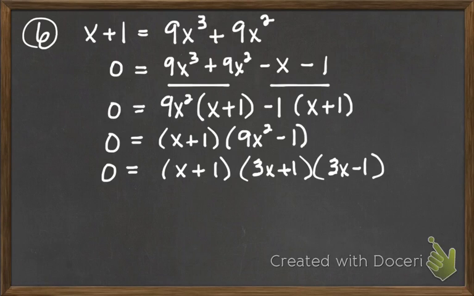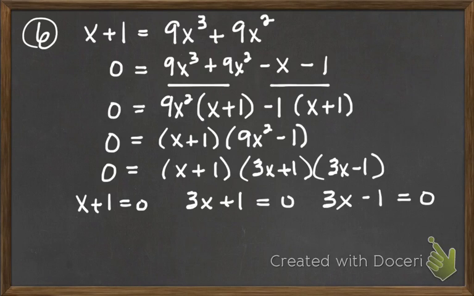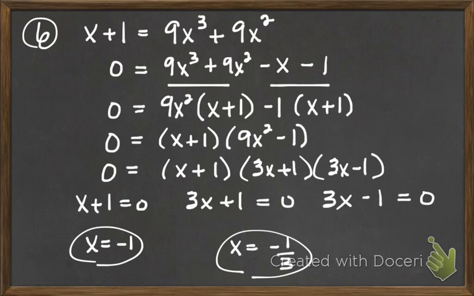So once you've factored as far as you can factor, we're going to use the 0 property principle. We got all those 3 things that multiply to be 0. That means each one of the terms could be equal to 0. You'll get 3 little equations, and then you'll solve each one of those. x plus 1 equals 0 gives us x equals negative 1. 3x plus 1 equals 0 gives us x equals negative 1/3. 3x minus 1 equals 0 gives us x equals positive 1/3.